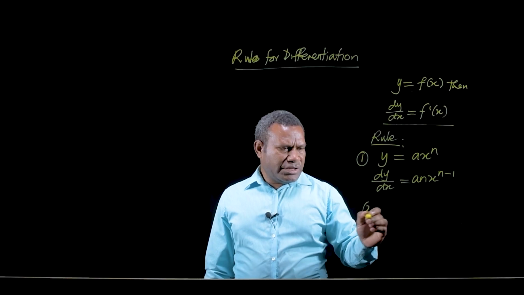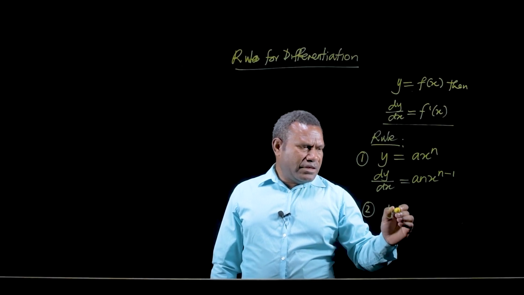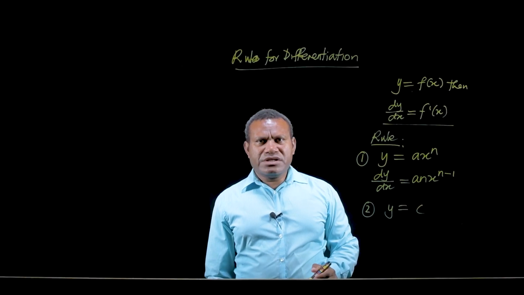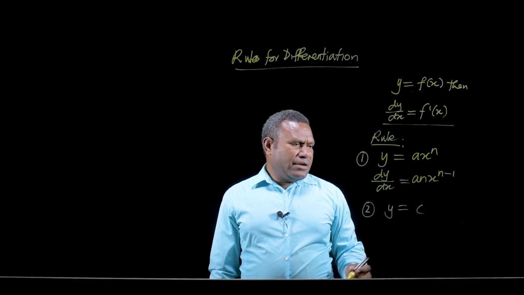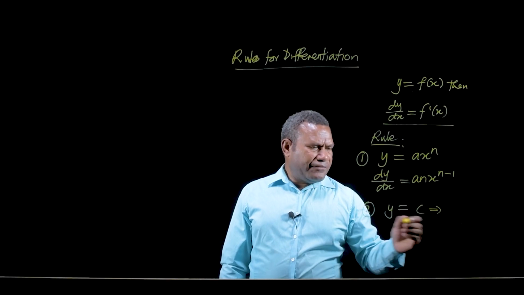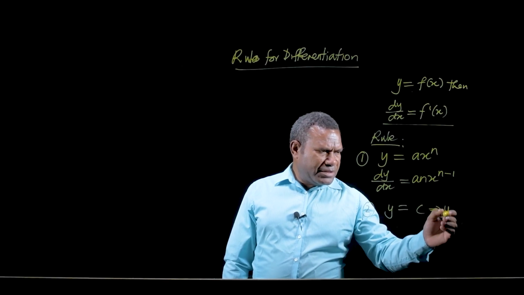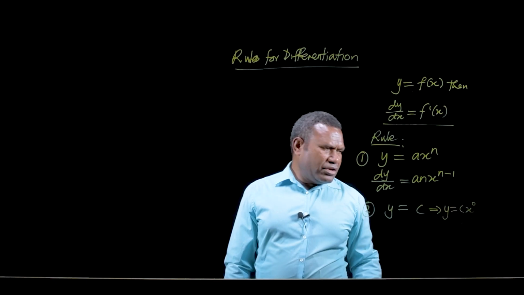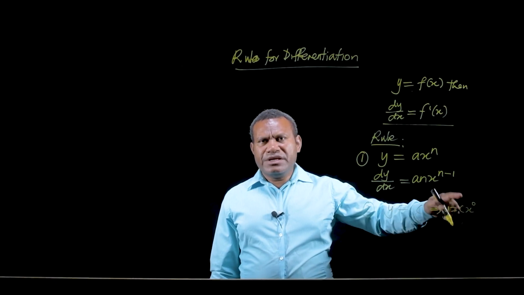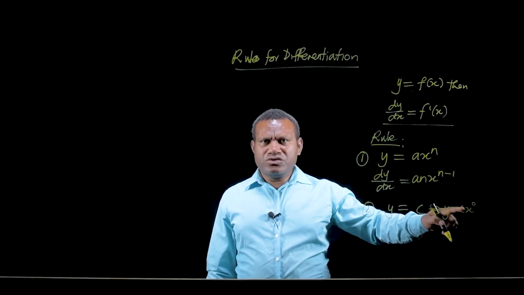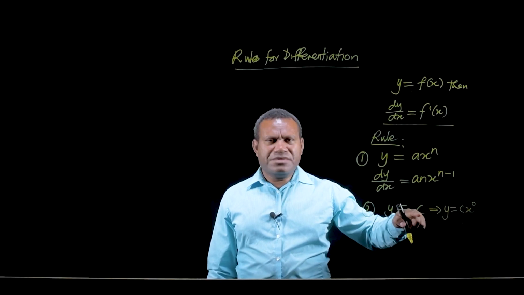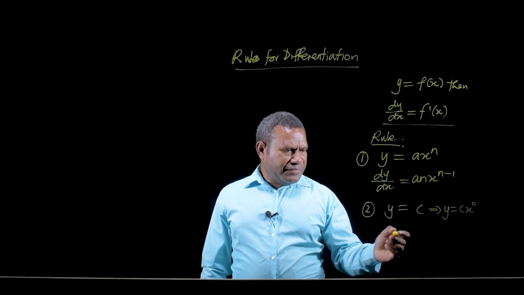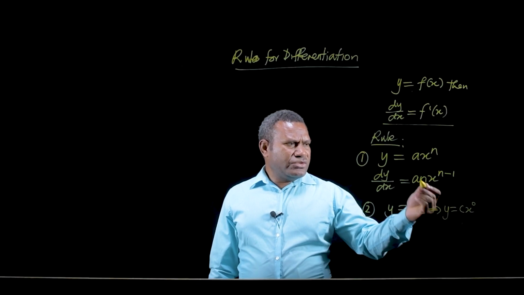Number two is if I have a function that is equal to a constant number, then we know this function is basically the same as y is equal to c multiplied by x raised to the power of 0. You know, x raised to the power of 0 in indices in grade 11 is equal to 1. So 1 multiplied by c is simply c. Right? So we can take this and find the derivative for this function using this rule.